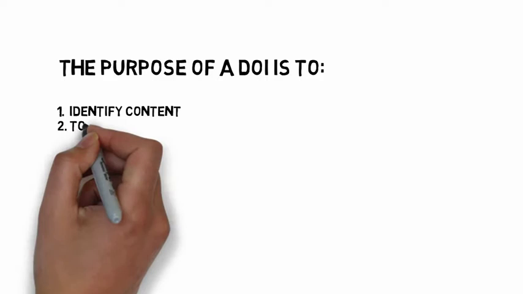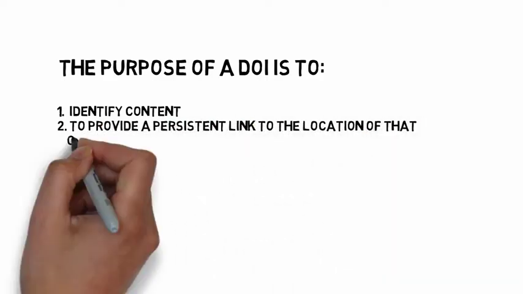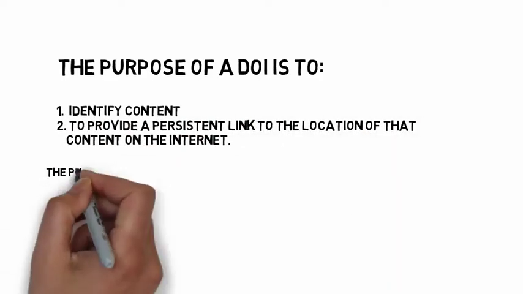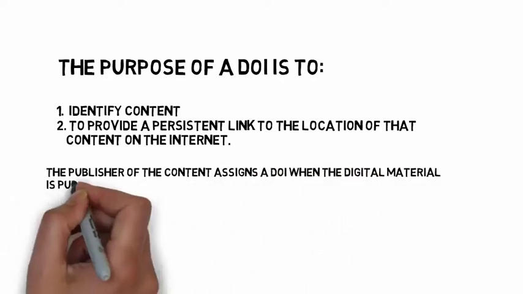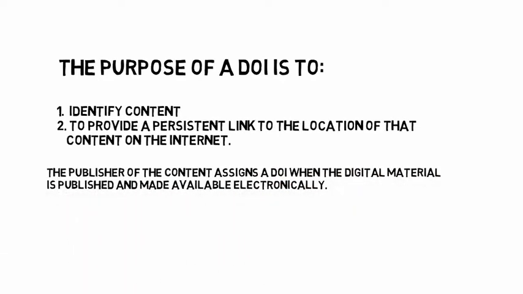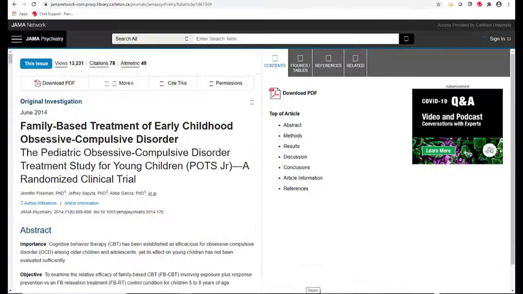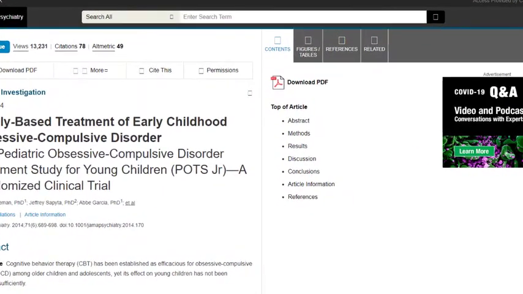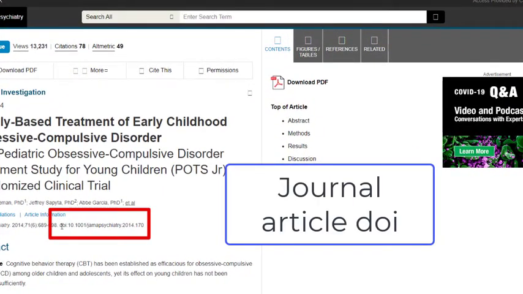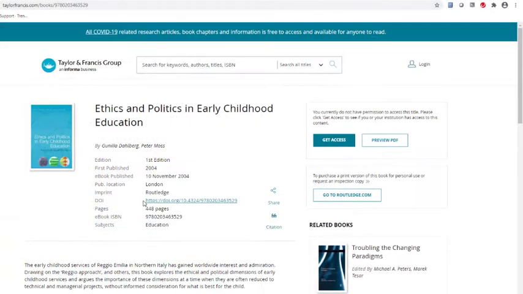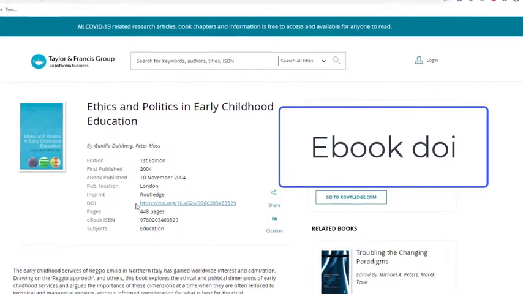The purpose of a DOI is twofold. One, to identify content, and two, to provide a persistent link to the location of that content on the Internet. The publisher of the content assigns a DOI when the digital material is published and made available electronically. Here are two examples: the DOI for a journal article and the DOI for an ebook.